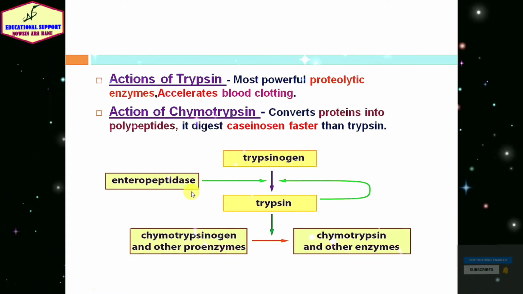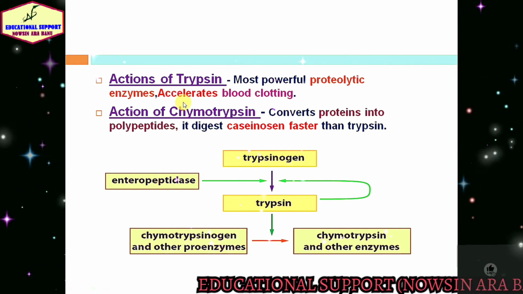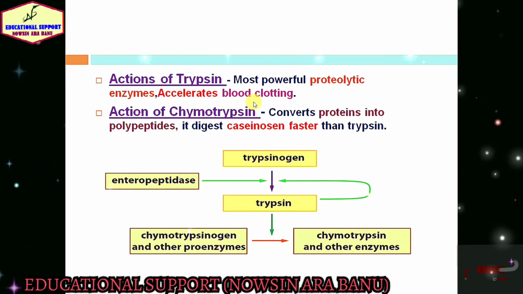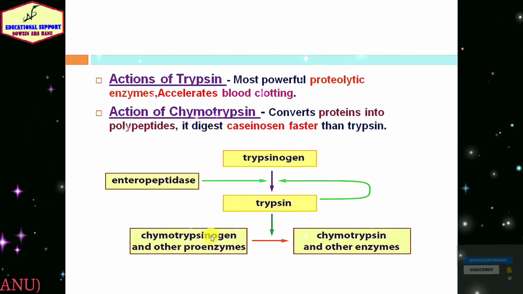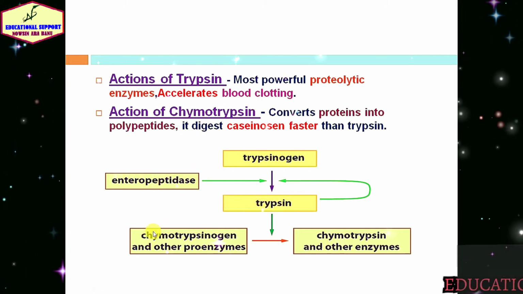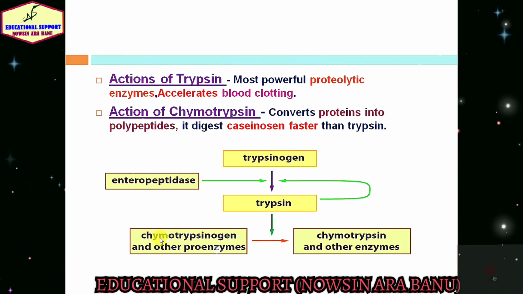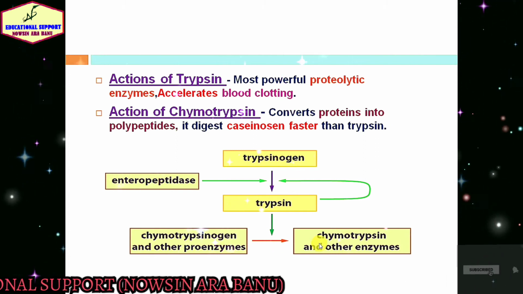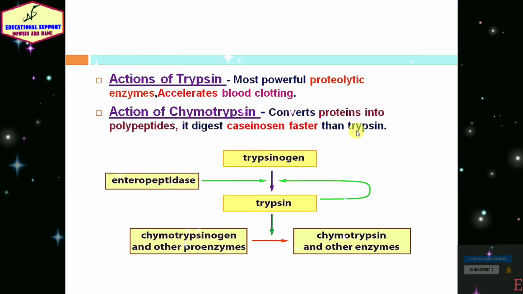So what are the actions of trypsin? Trypsin accelerates blood clotting. Next is chymotrypsin. Chymotrypsin converts protein into polypeptides and it digests caseinogen faster than trypsin.